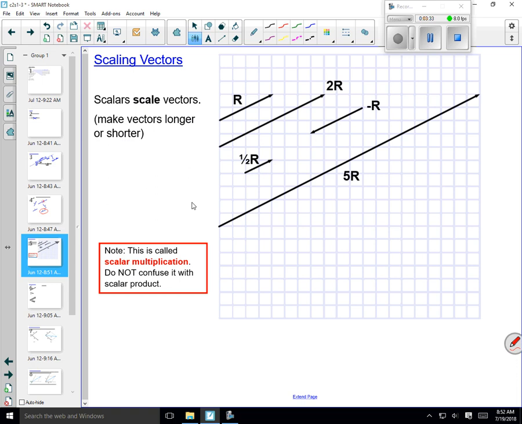So I've got several vectors up there. A couple of things to notice: if the scalar I multiply it by is negative, it flips the vector around and makes it point the opposite direction. This whole process is called scalar multiplication. Do not confuse that later with a scalar product. They're different things. A scalar multiplication means I'm multiplying a vector times a scalar. And all that does is change the length of the vector.